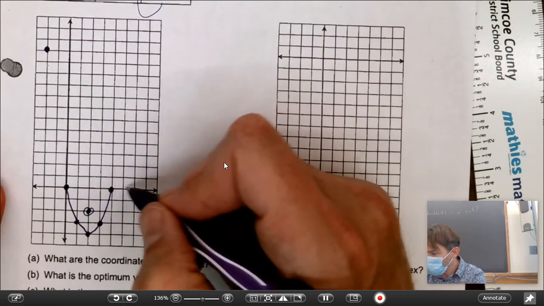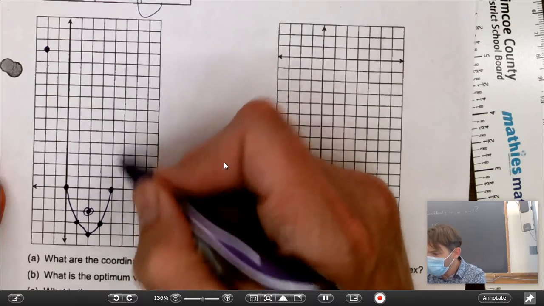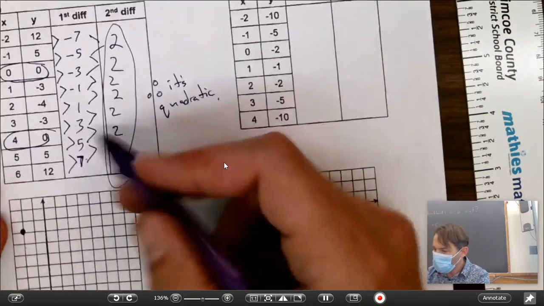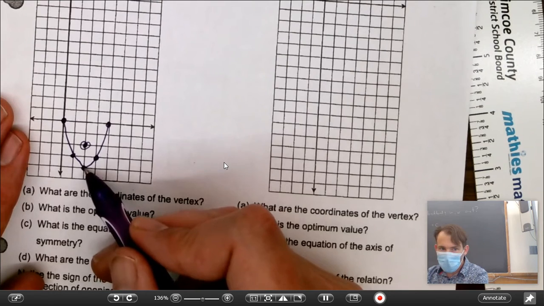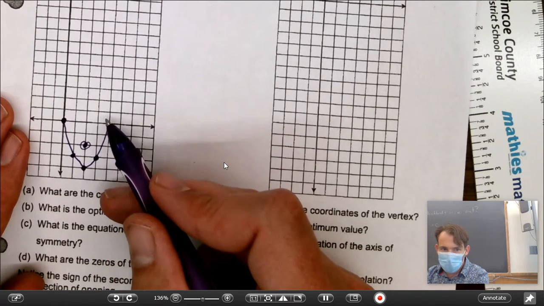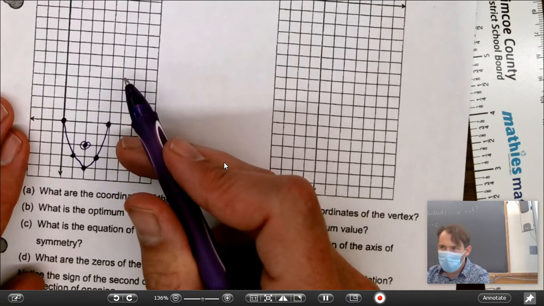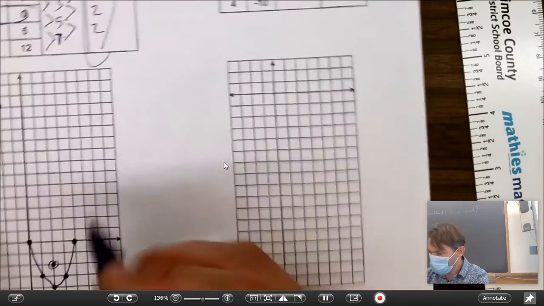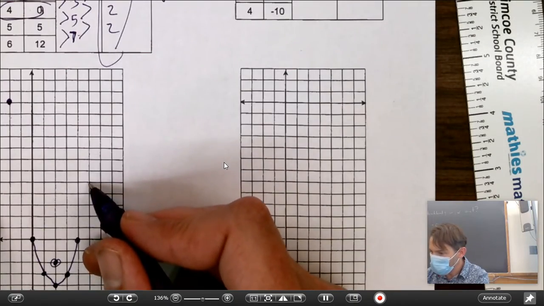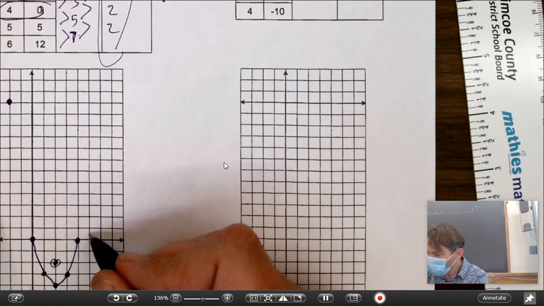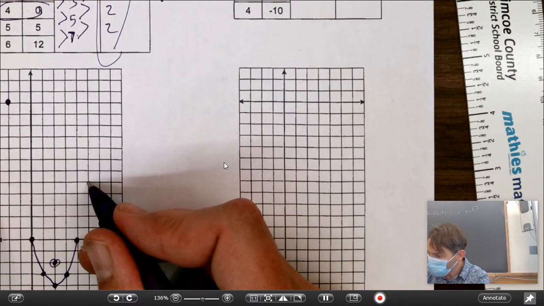And then I know that this one went up 3, so it's going to go up 5 for the next one. Notice if it went up by 1 here, and then it went up by 3, the next one is going to go up by 5, and then it's going to go up by 7. So I go up by 5 here. This is going to be the point (5, 5). So there's 5, and there's 5. So 5: 1, 2, 3, 4, 5.